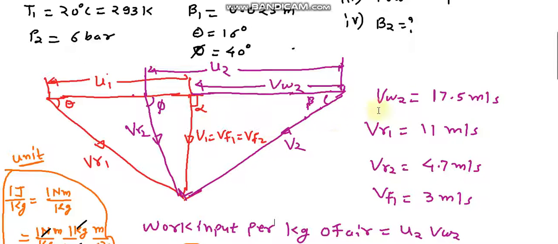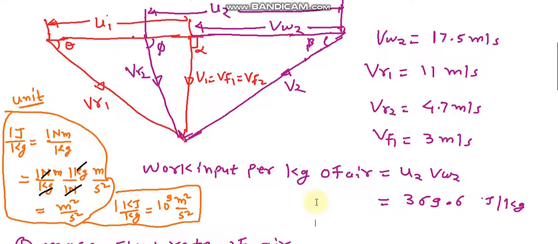Then we measure VW2, VR1, VR2, and VF1. V1 equal to VF1. These are VW1, VW2, VR1, VR2, and VF1. These are required for the calculation purpose.